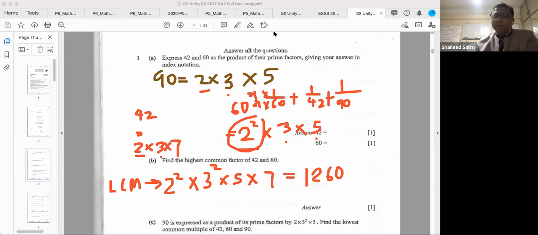HCF means what's the biggest number that the three numbers, or the two numbers, can divide by? Oh, there's now a 6, right? Now it's also 6 now. All three can divide by 6.